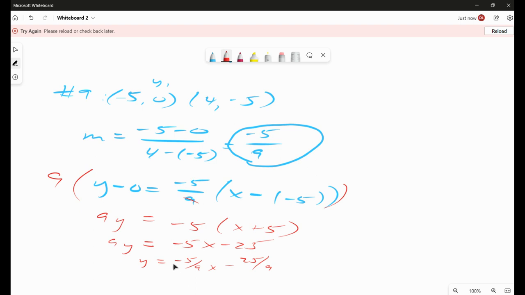All right, so that's slope intercept. I used point slope form to solve it, which is y minus y1 equals slope times x minus x1.